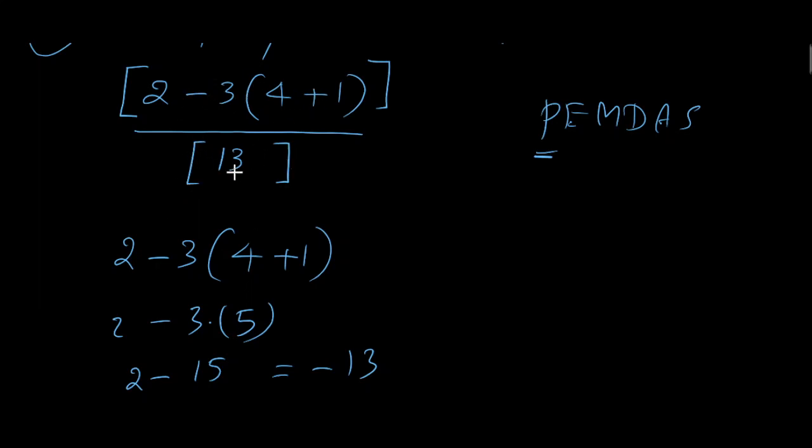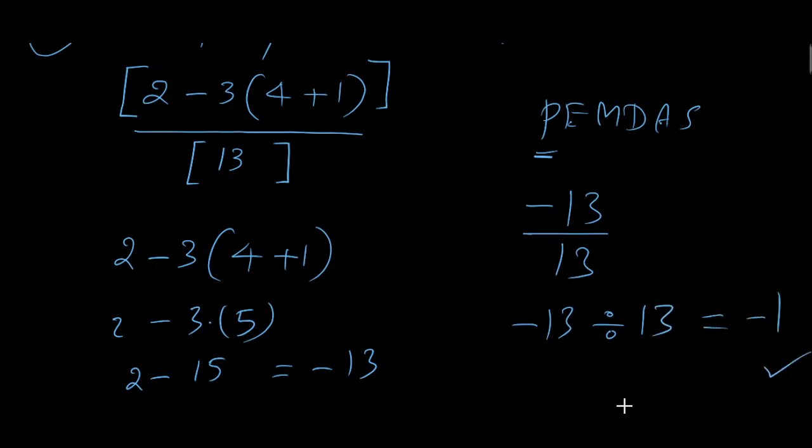So now let us focus on the denominator. The denominator is only a single number, so it is already simplified. So the denominator is 13. So finally we got negative 13 divided by 13. Now once again we use parenthesis, no; exponents, no; multiplication and division. So division is there. Negative 13 over 13 is nothing but negative 13 divided by 13. So that equals negative 1. So that is the final answer.